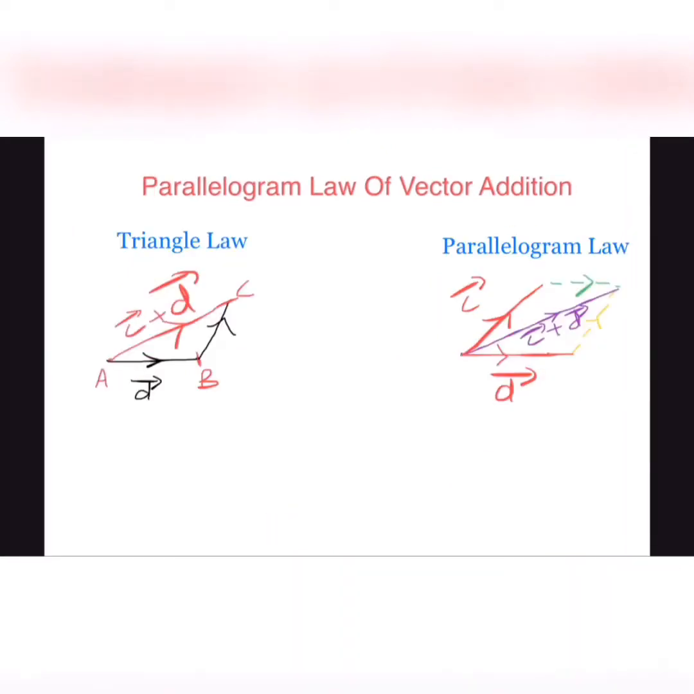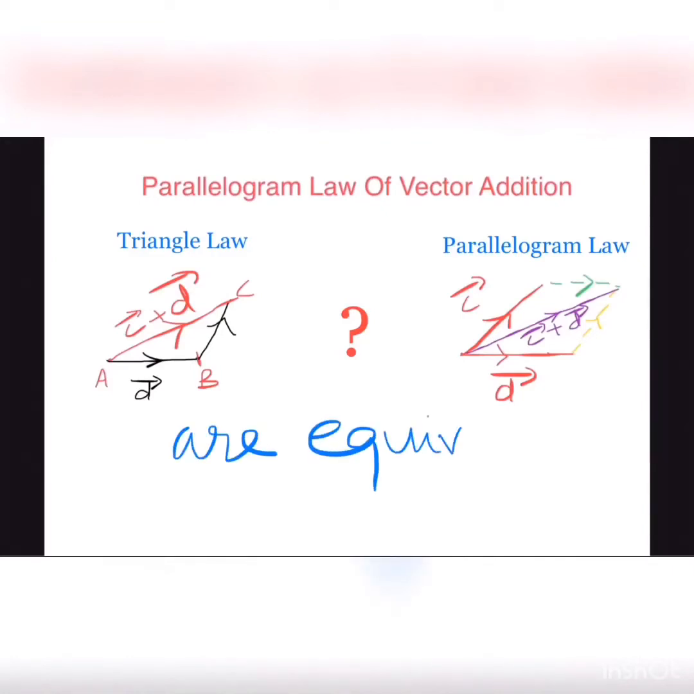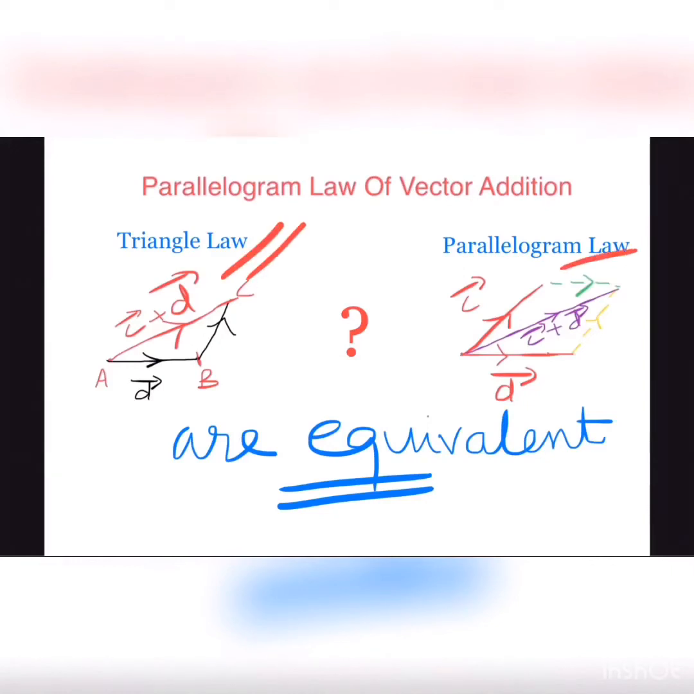Now we have two laws of vector addition. Hence a doubt arises in our mind: which one should we follow? Actually, both the laws of vector addition are equivalent to each other. So when two vectors are given, we can find their sum either through the triangle law or through the parallelogram law, whichever is convenient, as both laws are equivalent to each other.